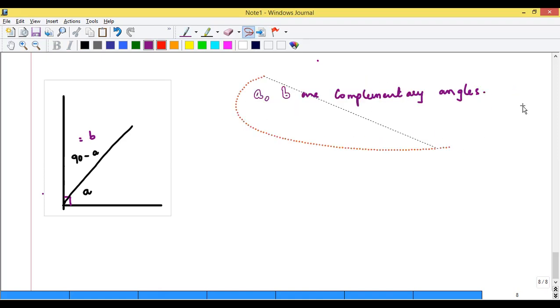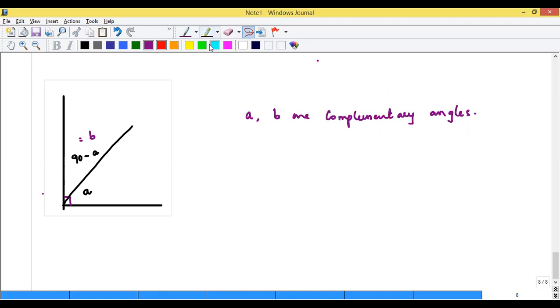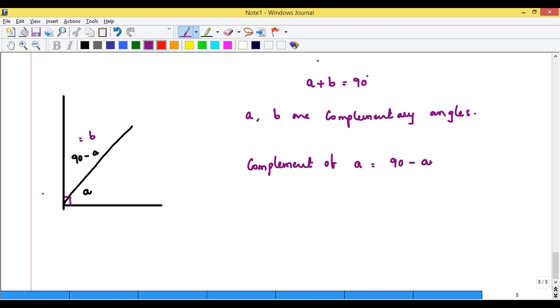So when the sum of two angles is 90 degrees, you call them complementary angles. So whenever I say two angles are complementary, what is the meaning? The sum of these two angles is equals to 90 degrees. If one angle is theta, another angle is 90 minus theta. What is complement of A? Complement of A is equals to 90 minus A. Okay.